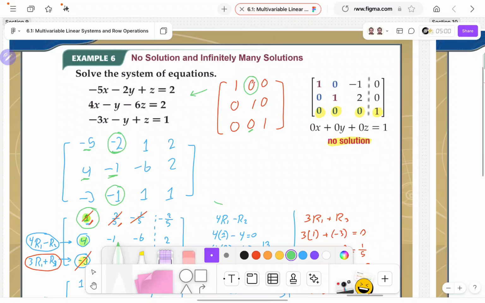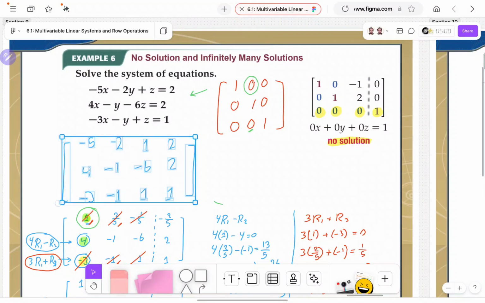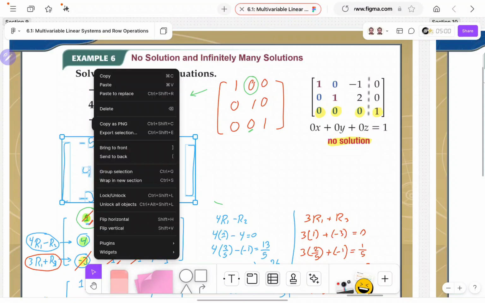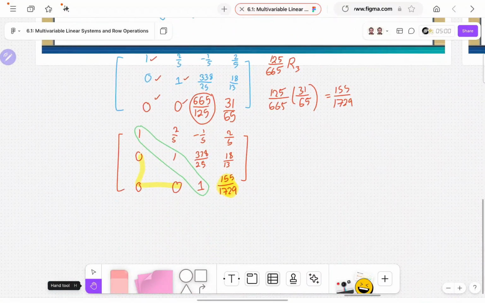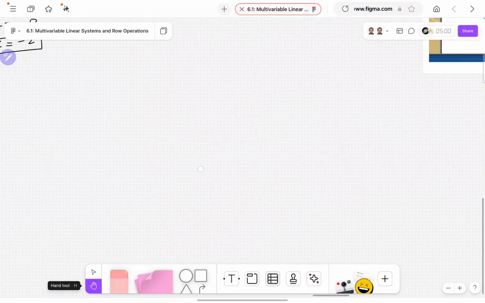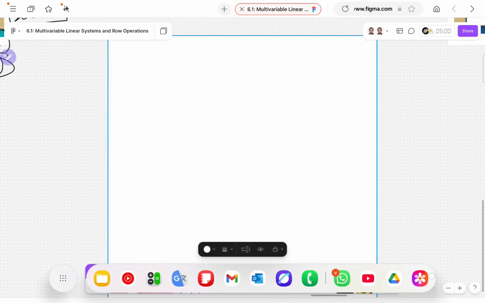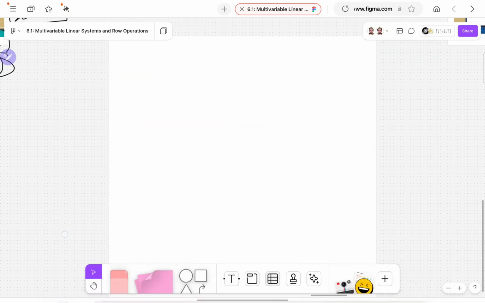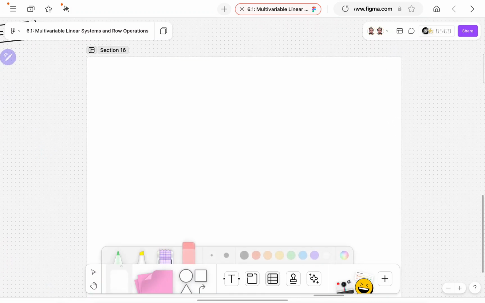Now let me make it clear to you. Let me take the question aside to solve it in front of you. Let me erase this. Let me take the augmented matrix with me, click here and copy. Let's go down here to this area, make a big white space, and write the augmented matrix here.